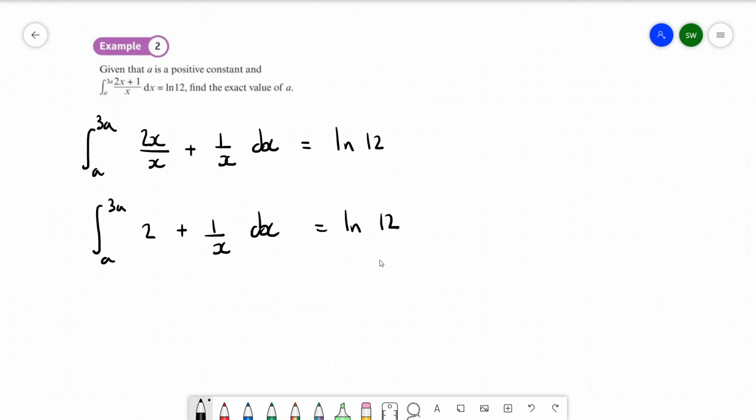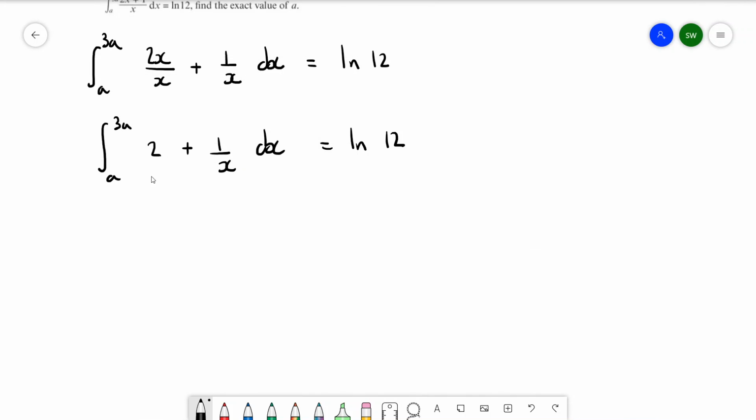So I'm not going to split this up into two integrals. I'm just going to use the fact that we can integrate each term separately. So remember, with a definite integral, we go to a square bracket now to show that we've integrated. And at the end of that square bracket, we're going to put the limits of integration. So if we integrate 2, we're going to get 2x. And if we integrate 1 over x, that's a standard integral that we remembered, log of the absolute value of x.